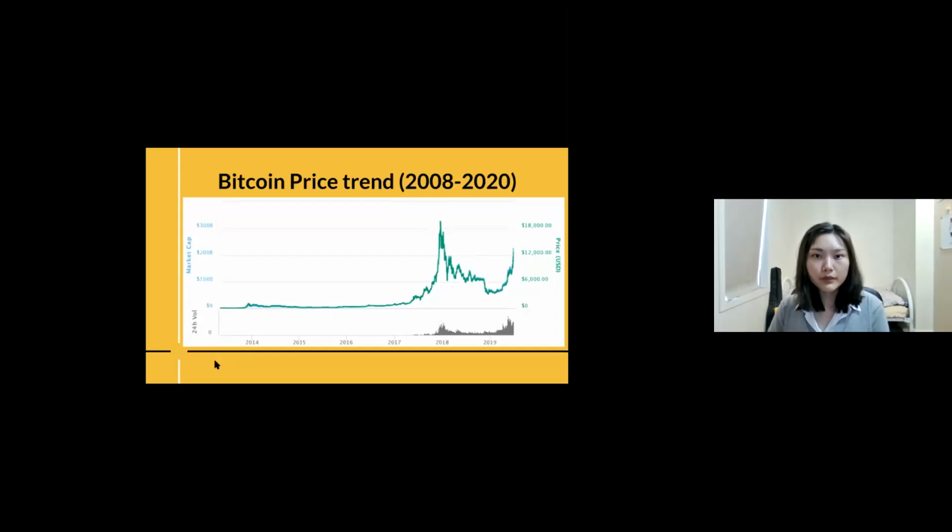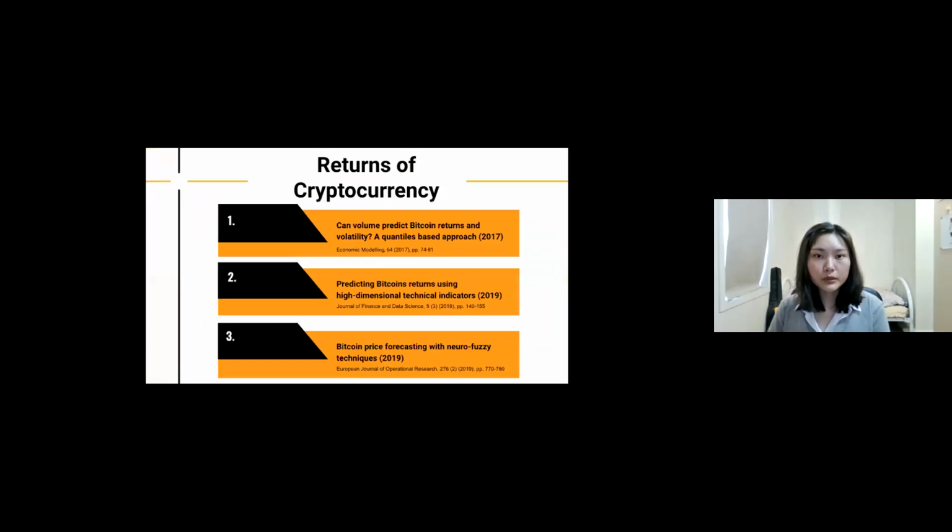The price of one Bitcoin started from a few dollars when launched in 2008 and quickly reached 20,000 per Bitcoin in 2017. Other cryptocurrencies also had similar trends which peaked around the same time. The price of cryptocurrency had become highly volatile since June 2017. Many researchers have confirmed the predictability of returns in cryptocurrency markets.